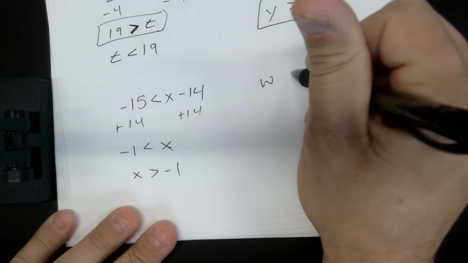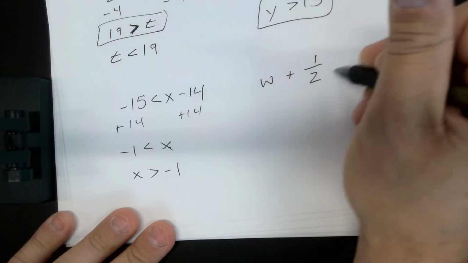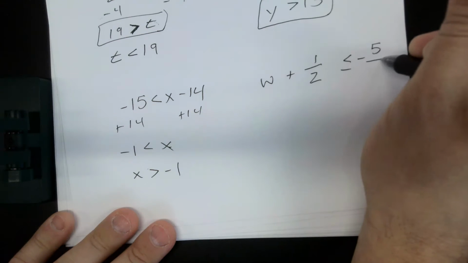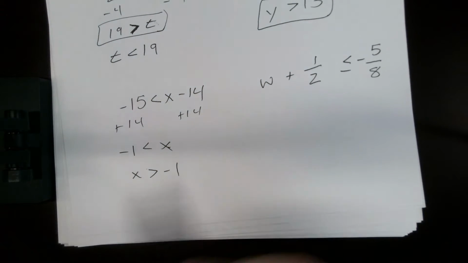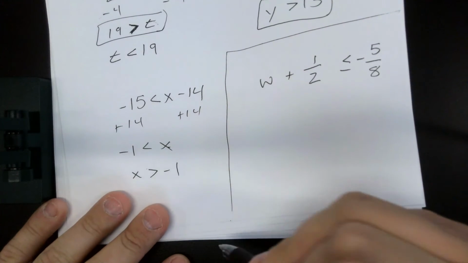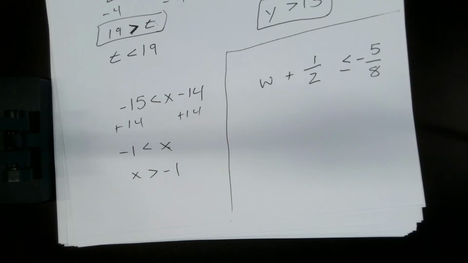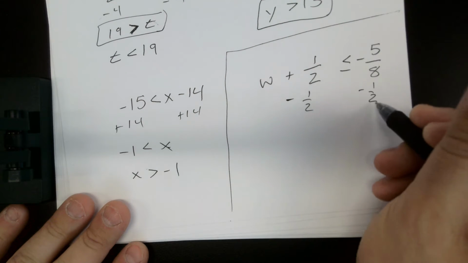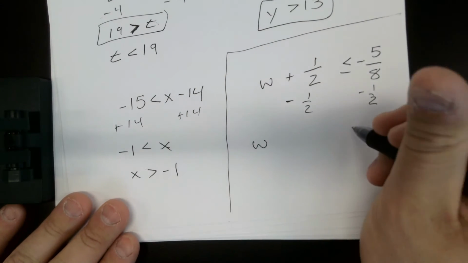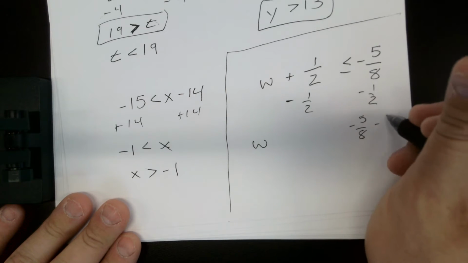Here we go. w plus a half is less than or equal to negative 5/8. How do I do this one, Tanner? Well, because you were listening to music, that's why. I told you. Here, Janae, help him. What would you do? So we're going to subtract a half to both sides. So negative 5/8 minus a half.